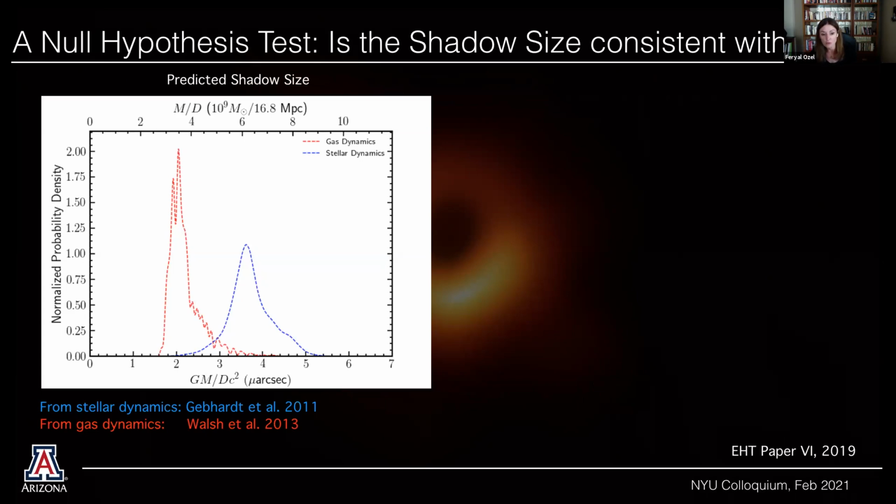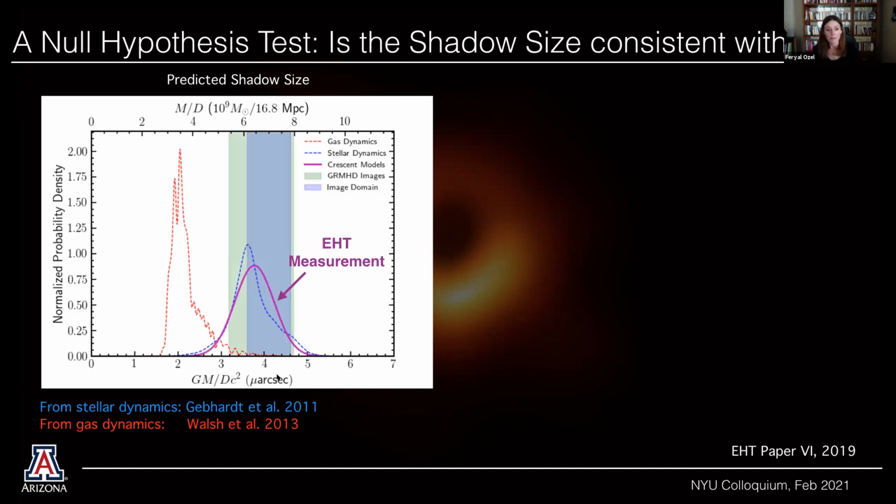M87 has two sets of measurements for its mass, coming from the dynamics of stars that are far out and the dynamics of the gas that is far out. And these are discrepant at the levels that you're seeing here. What we're plotting here is the probability density over this M over D parameter coming from these dynamical measurements. So let's put what we get from the EHT on top of this.